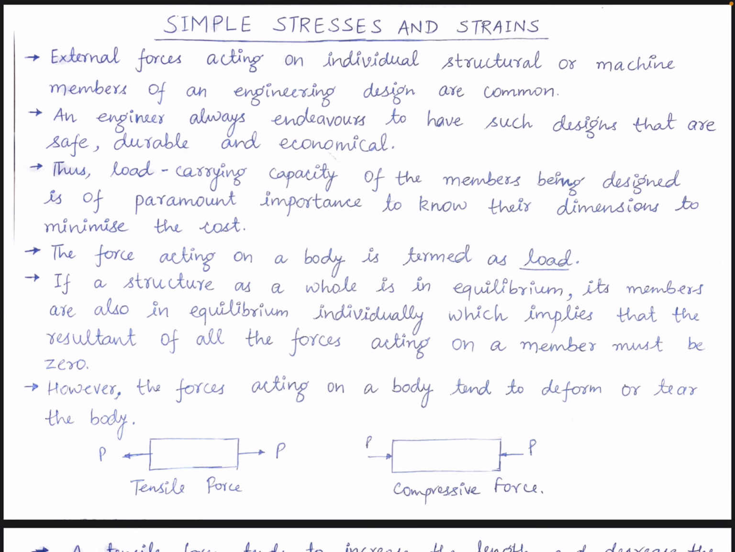Now if a structure as a whole is in equilibrium, its members are also in equilibrium. So if a composite structure is said to be in equilibrium, that means the individual portions of that structure will remain in equilibrium. That implies that the resultant of all the forces acting on a member must be zero. This we have seen in our first unit itself. However, the forces acting on a body tend to deform or tear the body.